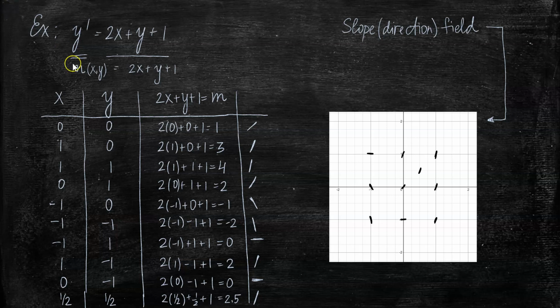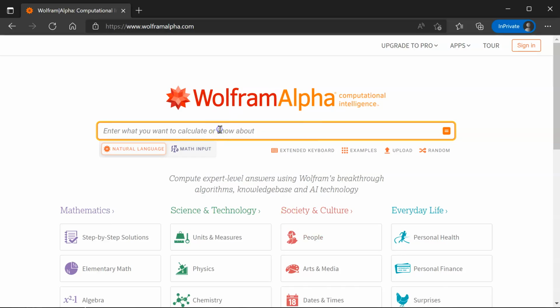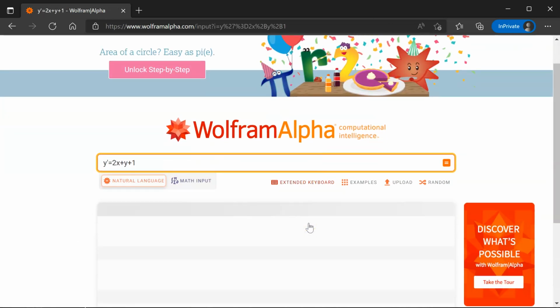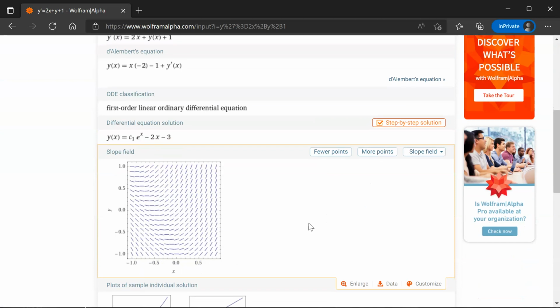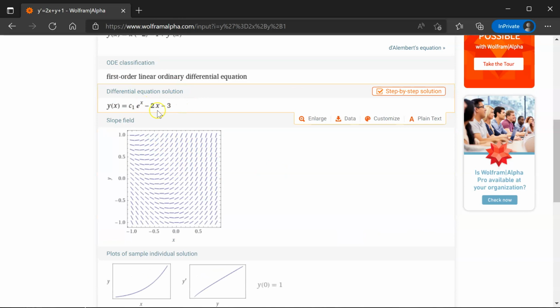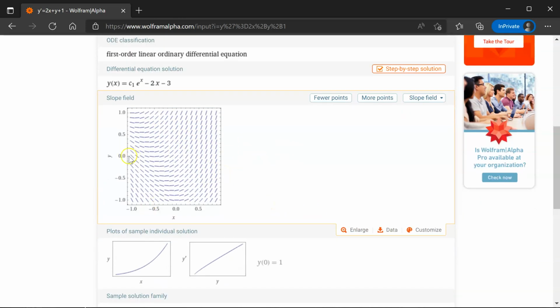Obviously, doing it by hand, it's pretty tedious. So what we usually do is if we're really interested in slope field, we go to Wolfram Alpha and we simply type the differential equation, and one of the first things Wolfram Alpha will do is give you the slope field. Of course, it will also give you the solution, but we're not looking for a solution right now. We're looking for a slope field.